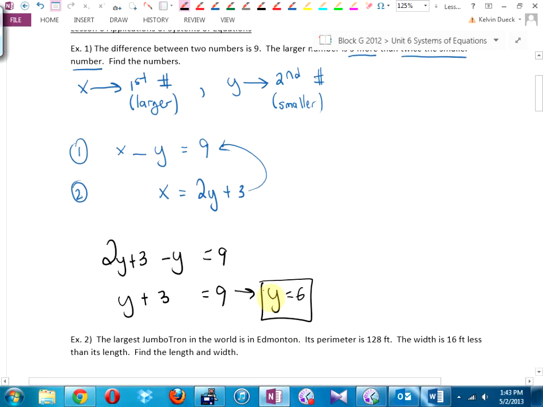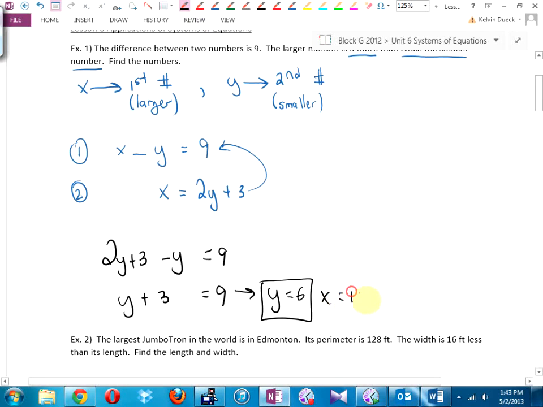How'd you figure that out? In fact, some of you did. You could have gone 2 times 6 plus 3, 12 plus 3, 15. Or, honestly, Brandon, I probably would have just looked at this and said, I got the 6. What minus 6 is 9? 15. So you got 2 options to get there.